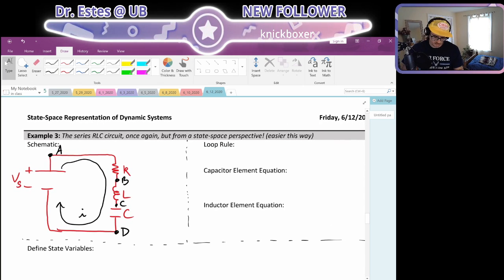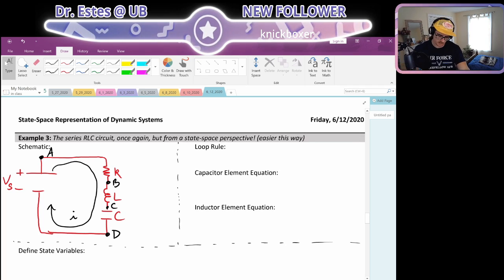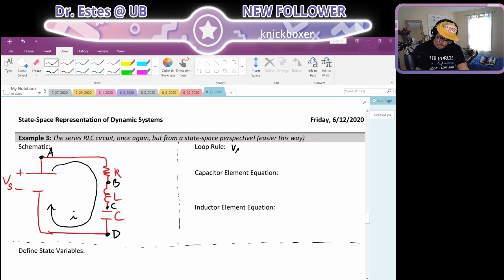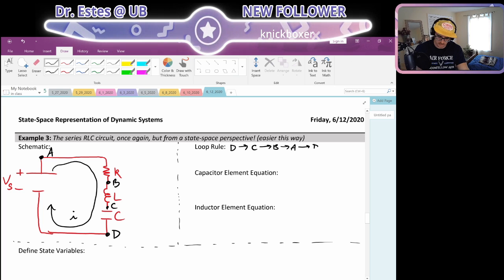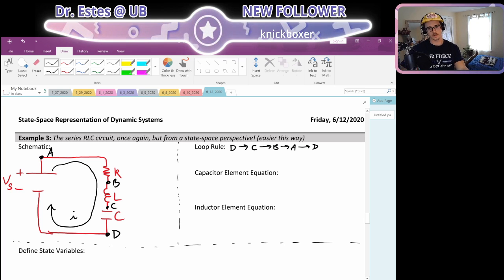Okay. We'll just quickly blast through this. I'm gonna go this, well, actually we could go the opposite way. Why not? That'll be good practice. I'm gonna go from D to C to B to A, back to D. The last time we did this, I did a loop the other way.